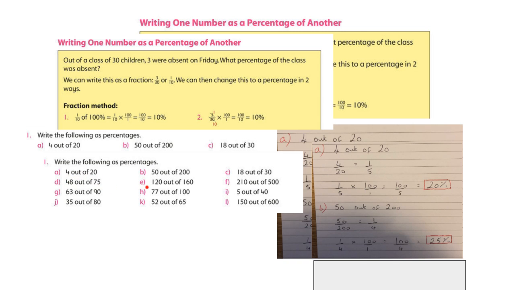So have a look. This one will be 48 over 75. Can you find a number that will go into 48 and 75 evenly? Break it down. Same with 120 over 160, same with 210 over 50, same with 63 over 90, and so on.